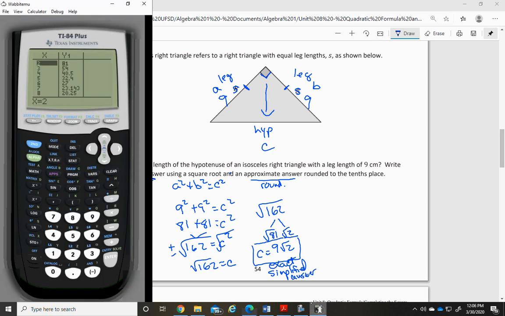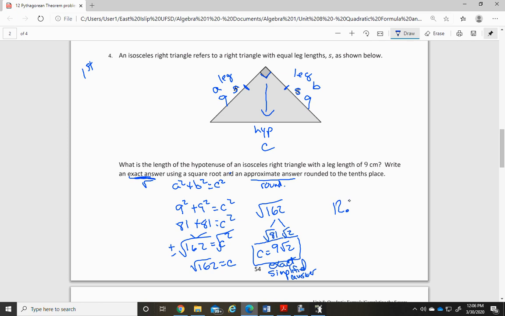And the approximate answer, you just use your calculator, the home screen even, and do the square root of 162, and while we're at it, maybe do 9 times the square root of 2 to prove that we didn't make a mistake when we were simplifying. See how the decimal versions are the same, so I know that I didn't make a mistake. Round to the 10th place would be 12.7. This is rounded.